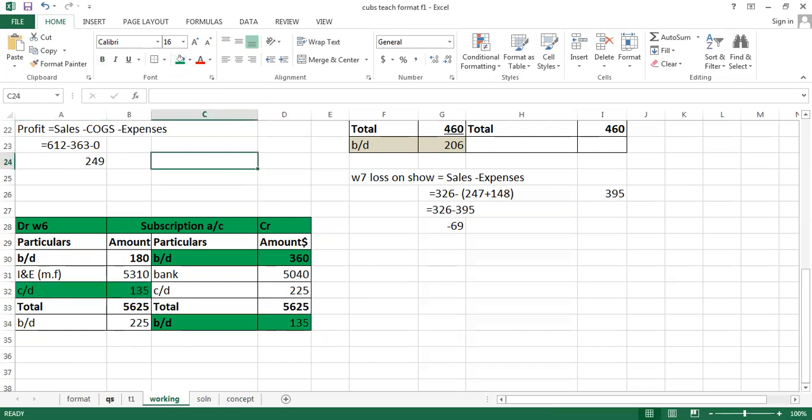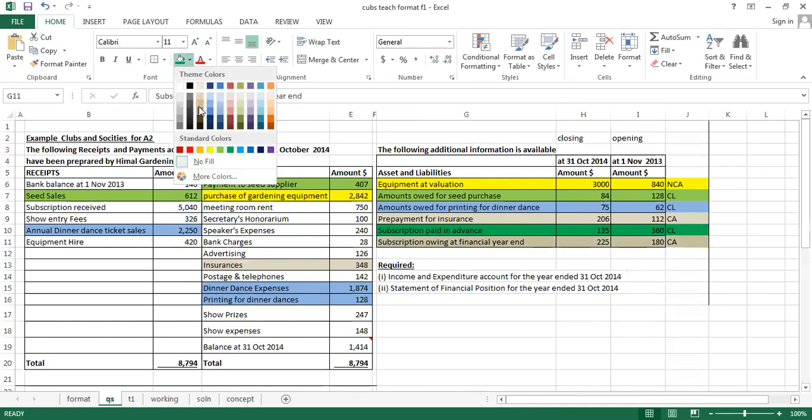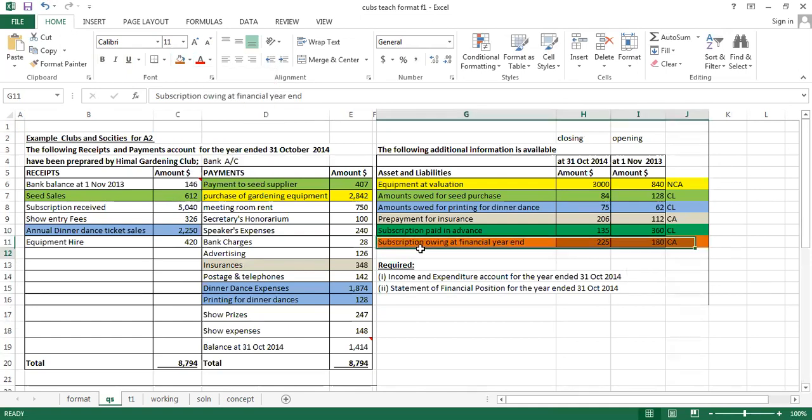Okay, back to question. Now we're going to the second part. This is your current asset because this is subscription receivable. Subscription receivable is a current asset. So current assets have opening balance in debit side. So 180 is going to be opening balance, 225 is going to be closing balance in the debit side.